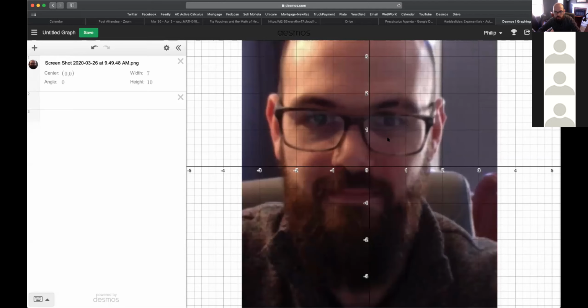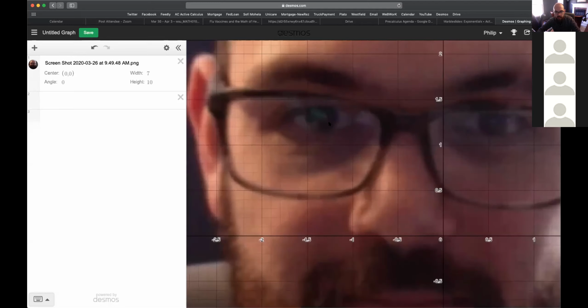Okay, so Gabe, you had a question about eyes, right? So how can we trace eyes? One of the tricks that I use a lot is the vertex form of a quadratic function. And so if I think about this, I'm going to use the annotate feature.